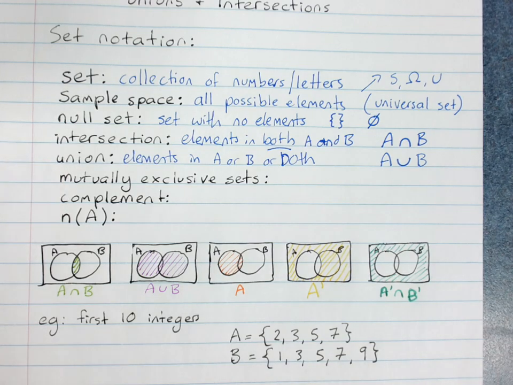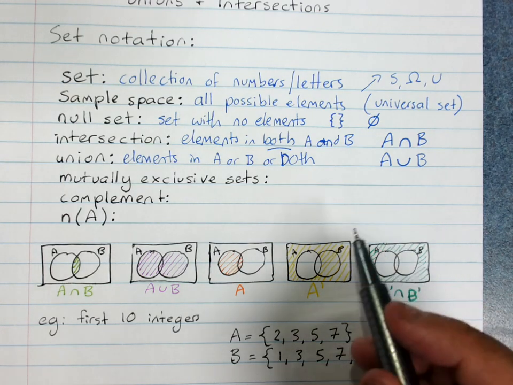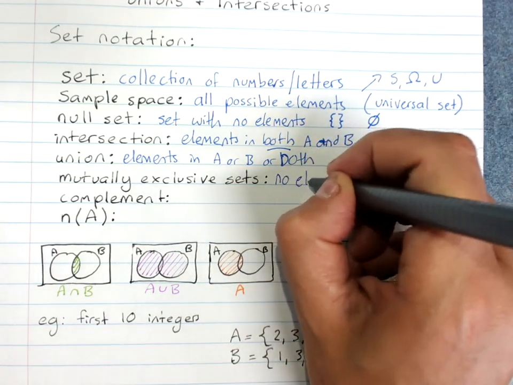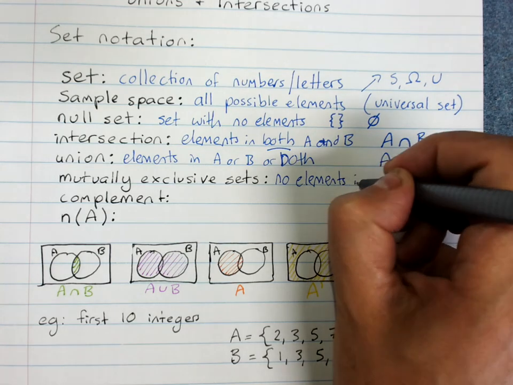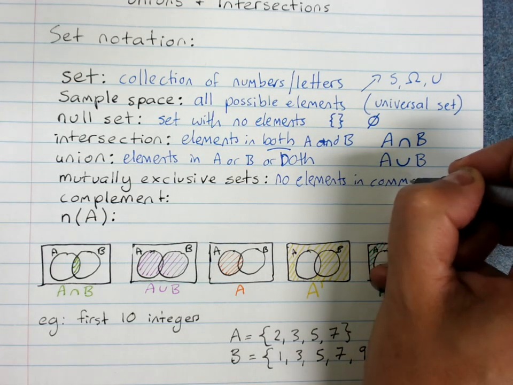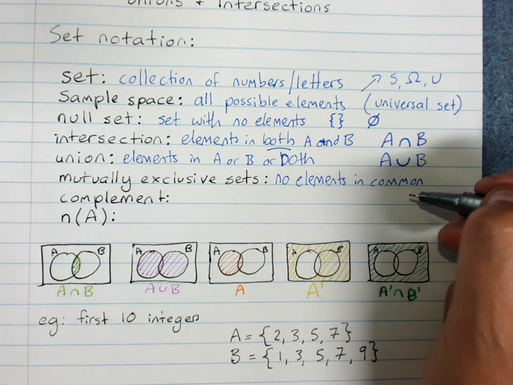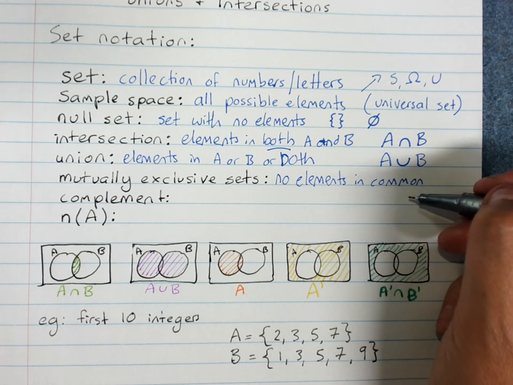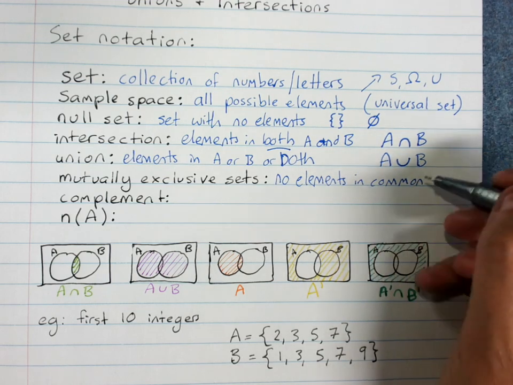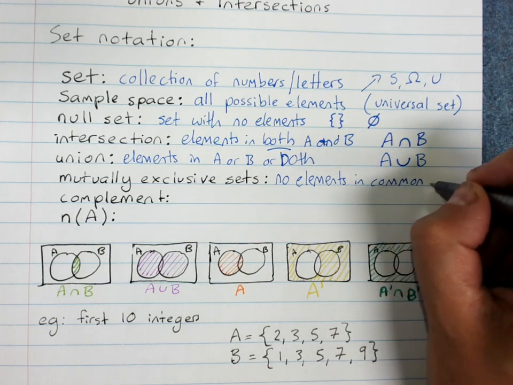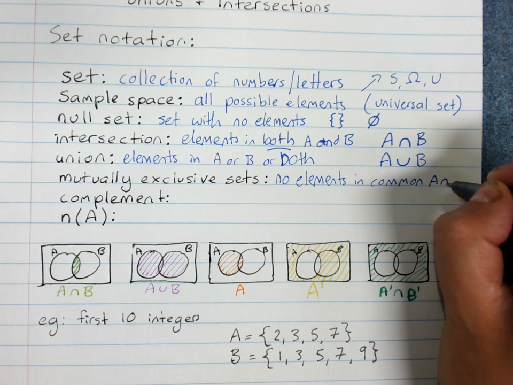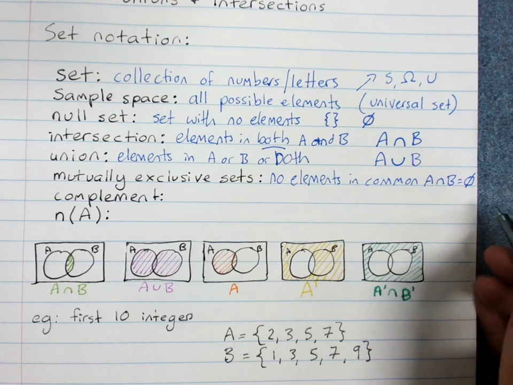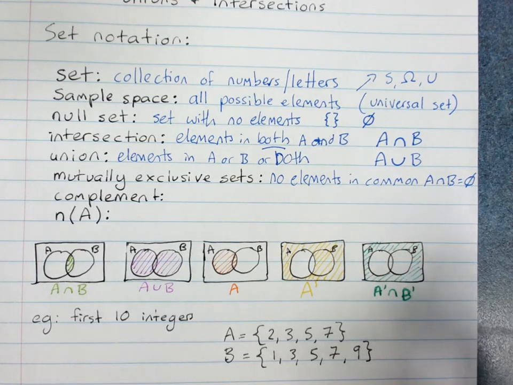So mutually exclusive events have no elements in common. So remember, the set of odd numbers and even numbers, the sets thereof, are mutually exclusive because there's no numbers that are both odd and even. So that means that their intersection is a null set. There's no numbers in that intersection.